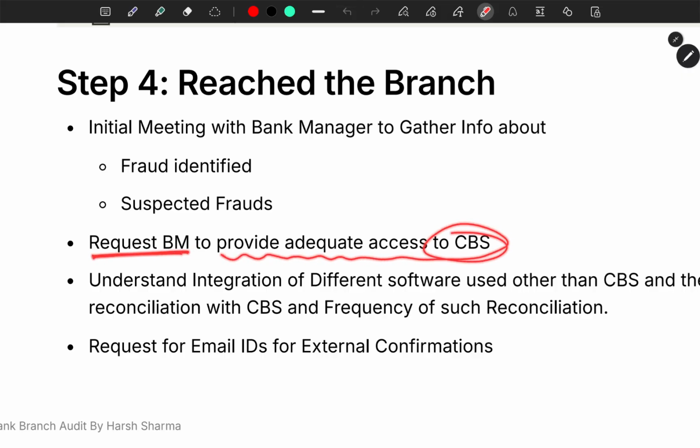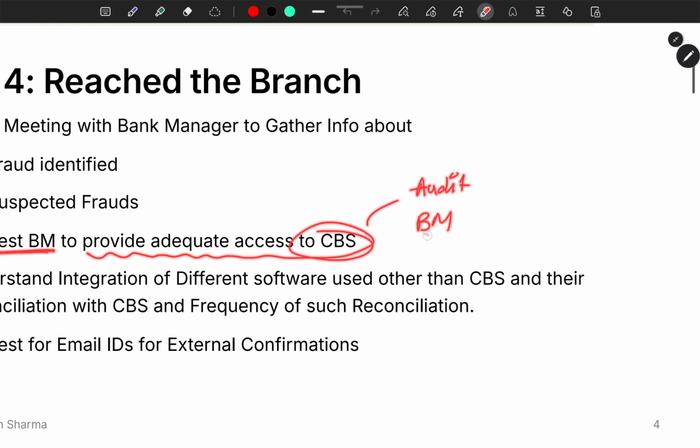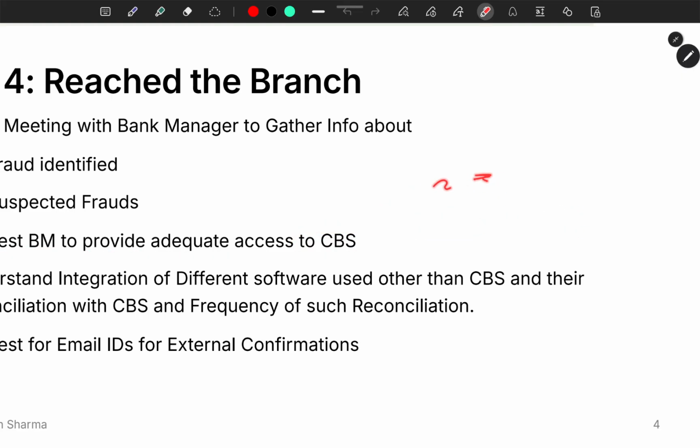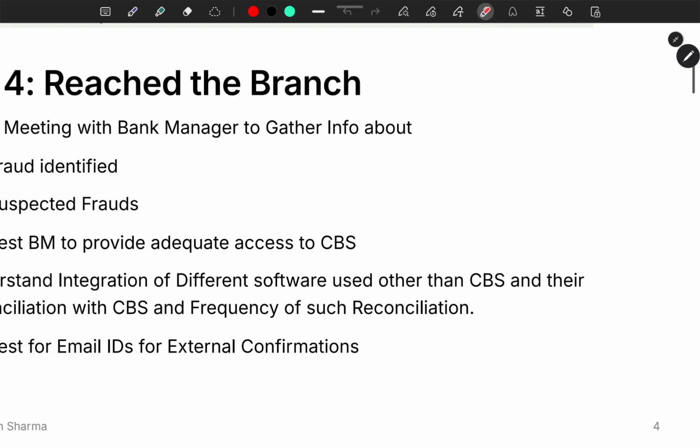Now what you need to do is request the branch manager to provide you adequate access to CBS. So you may have your auditor login, and you will have the branch manager login. The branch manager will of course have more features, but I tell you that you need to use your auditor login for most of your reports. And if you can't get a report because you are not authorized to get it, you can ask the branch management or the IT team.